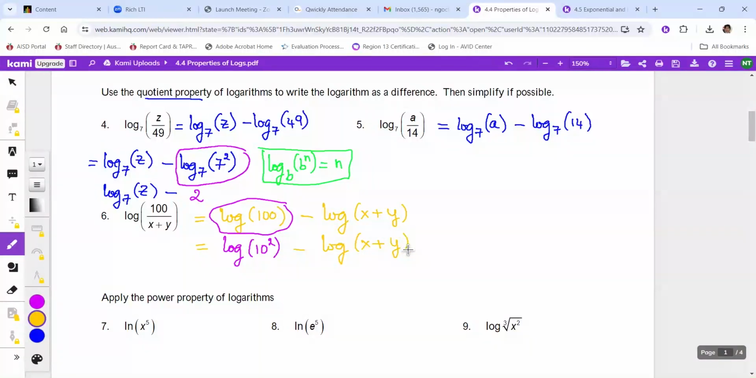Again, if it's base 10, sometimes I don't say the base, I just say log of x plus y. But you know that the base is 10. For the natural log, we just say natural log of, we don't say the base, and you have to know that the base is e. Okay, so again, we're using the property log base 10 of 10 to the power 2. So that will give a 2. And then we copy the rest of them.